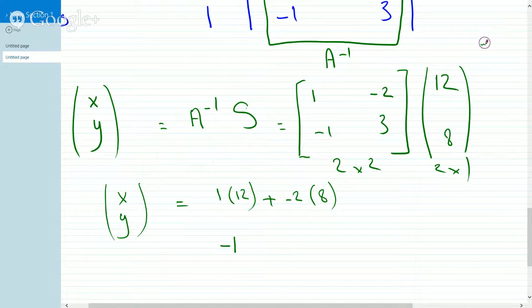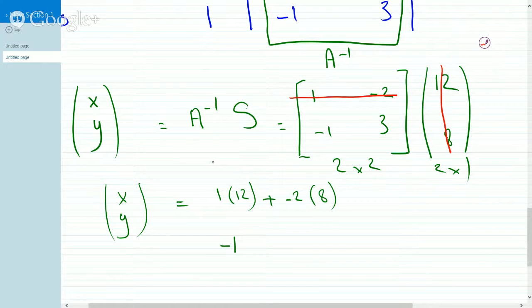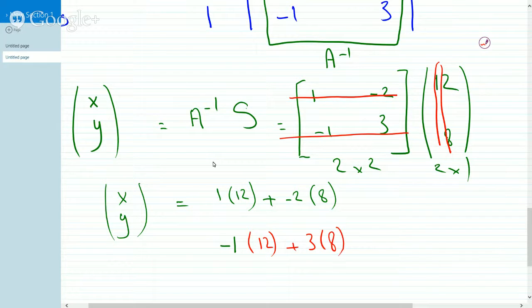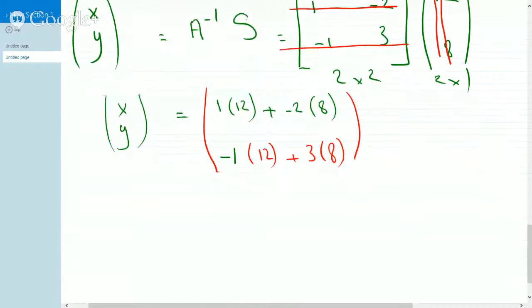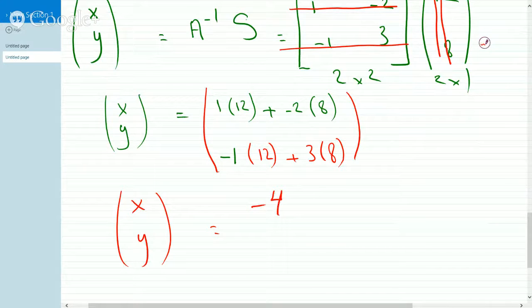You know what we're doing, right? We go row, column, and then we're going to go row, column. So minus 1 times 12 plus 3 times 8. And this is, of course, a matrix. And so now we're going to get as our answer xy equals 12 minus 2 times 8 is minus 16, so that's minus 4. And then minus 12 plus 24 is 12.